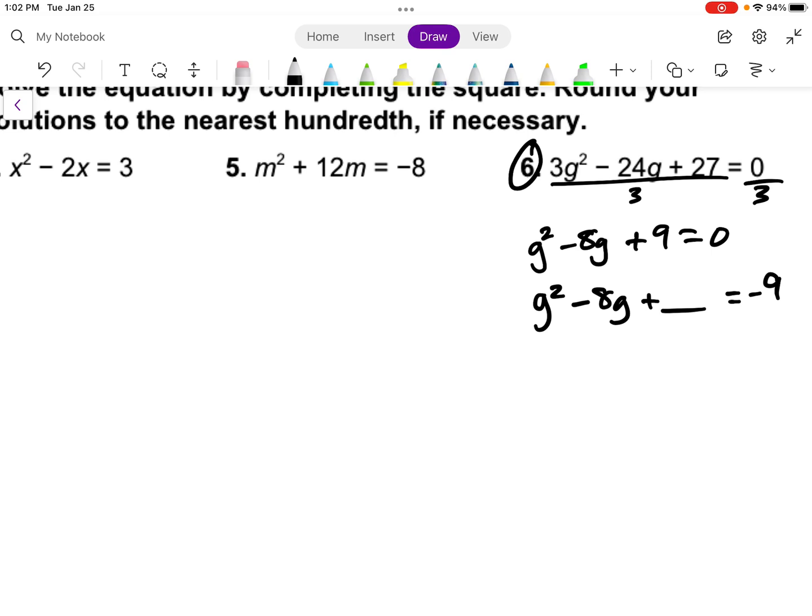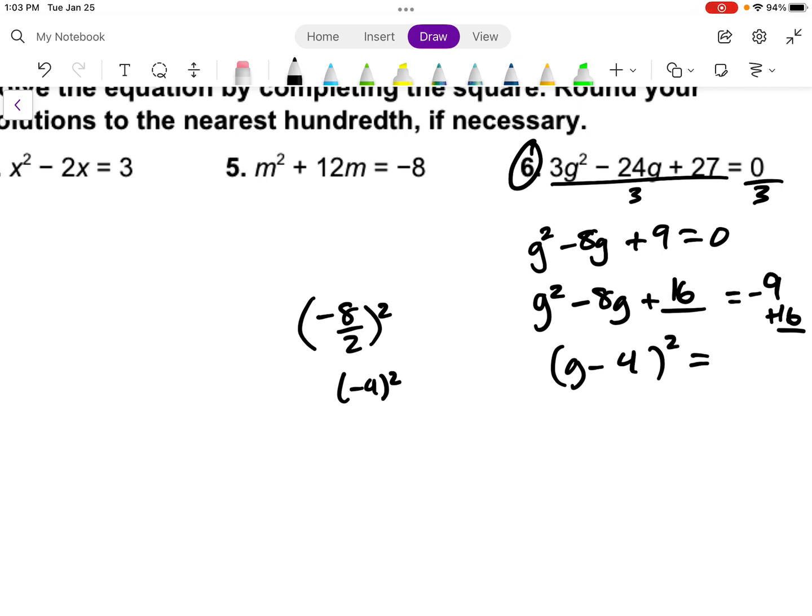Okay, figure out what goes there. So I take half of negative 8 and square it. That'd be negative 4, so that's plus 16. I have to add 16 to this side too. Don't forget that. This side is now a perfect square. So I get g minus 4 squared. Add those together, which is 7. Finish solving. Square root both sides.